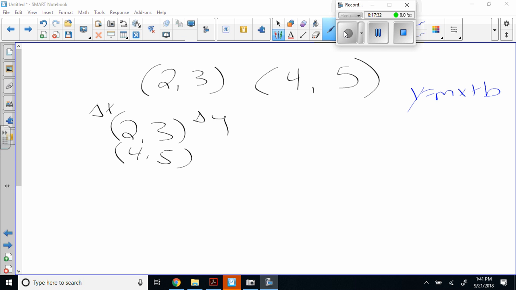Change in x, change in y. 2 to 4 is how much? Is it positive or negative? It's going up. 3 to 5 is how much? So slope is change in y over change in x, which is 2 over 2, which is 1. Thank you.